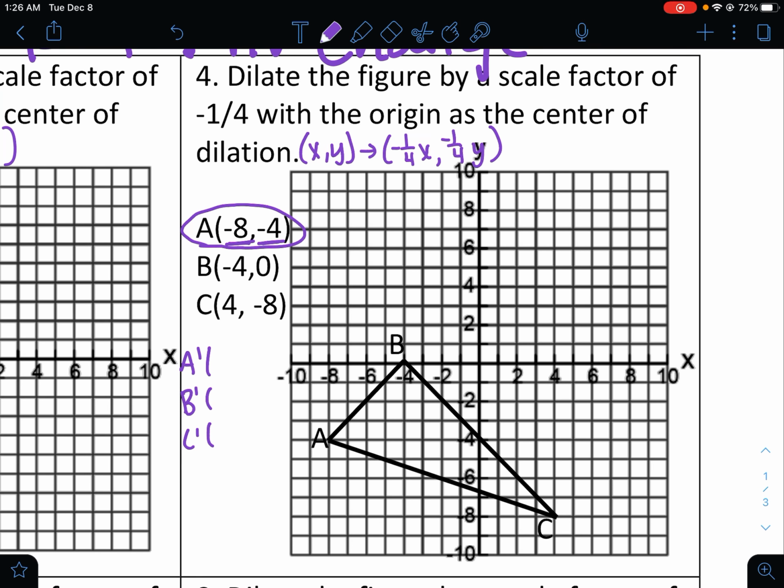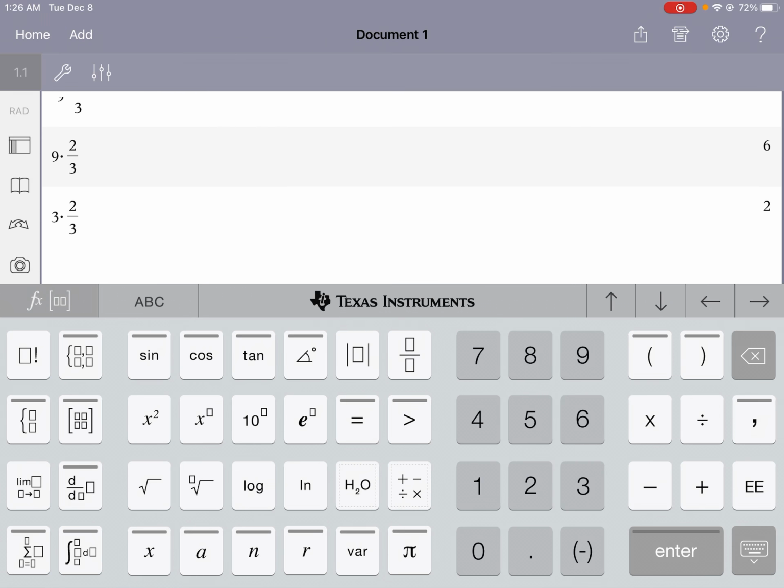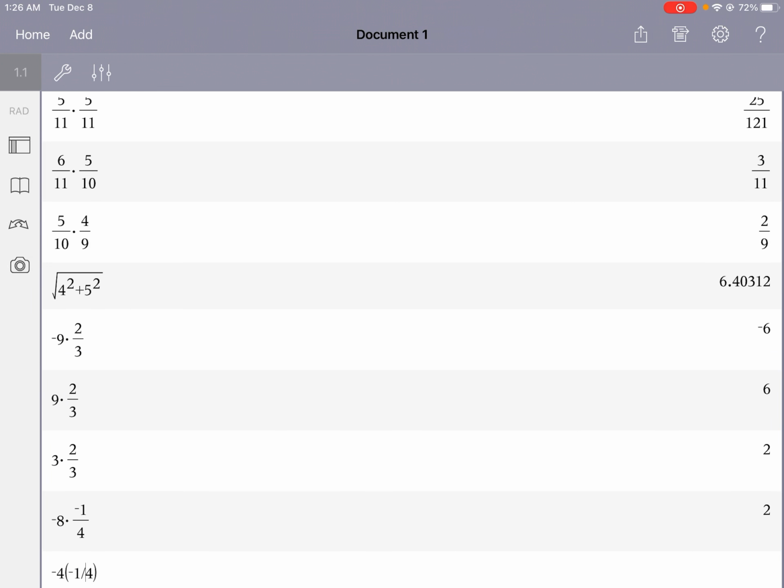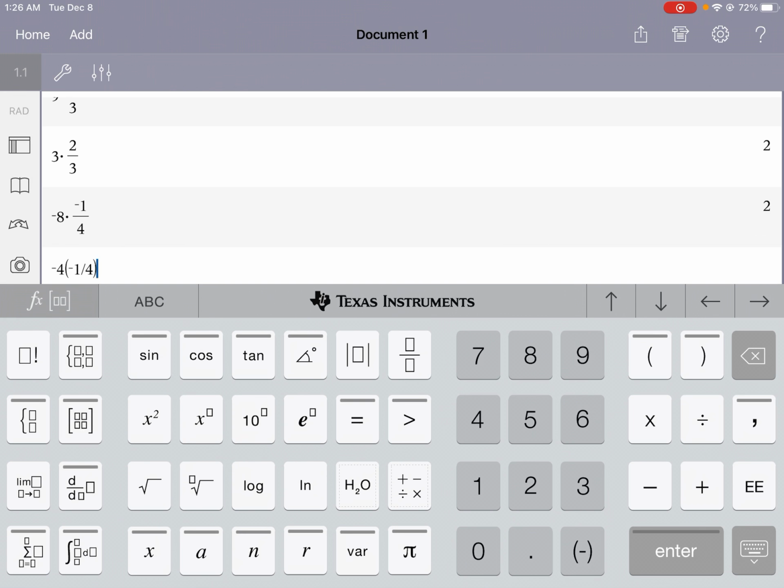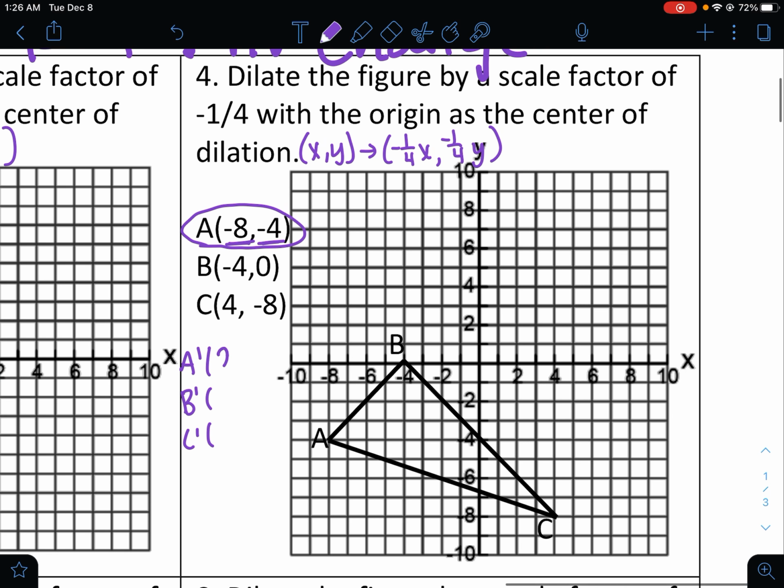We have a -8 and a -4, so let's go over here and do that. So -8 times -1/4 is going to give you 2, and then -4 times -1/4, oops, that was supposed to be a division, there we go. I'm sorry, I should give you 1. Didn't hit enter yet. There we go, we get 1. So we should have 2, 1. Those are the two numbers we got.